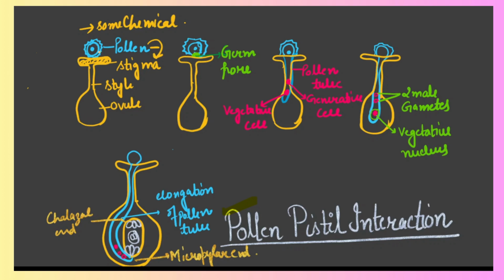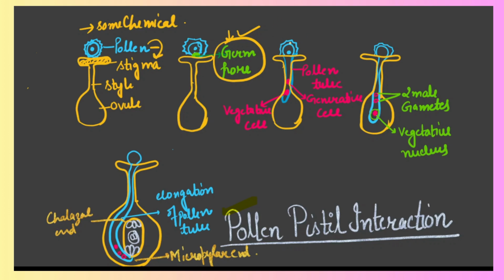Now, when the pollen lands on the stigma, a very important part of the exine is the germ pore. We have already studied about the germ pore in the previous classes. The germ pore will help to enter the stigma and elongate the pollen tube.